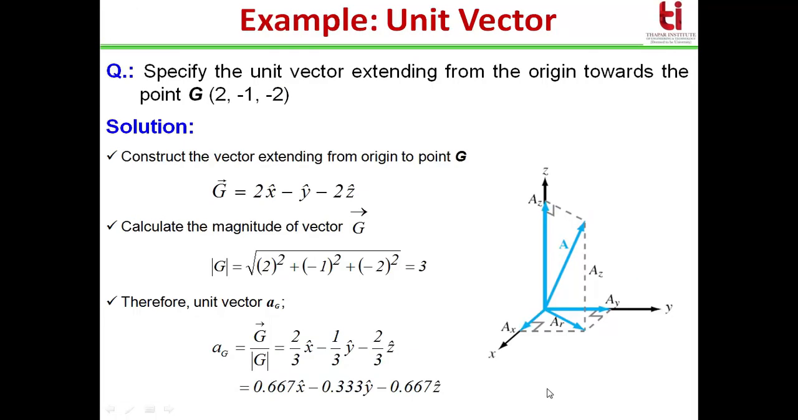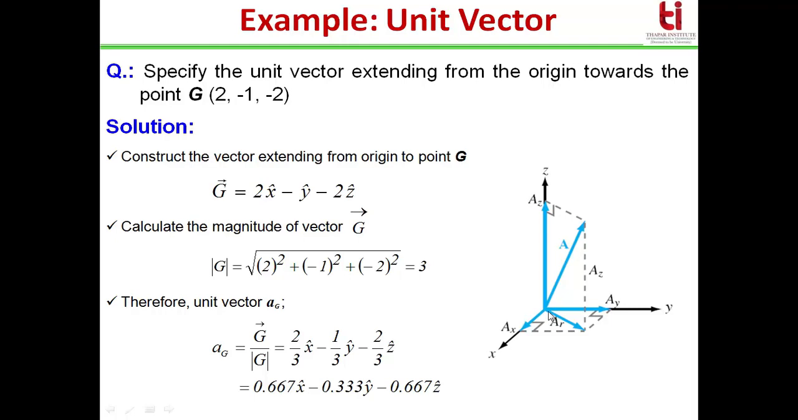Let's take an example of a unit vector where we have to find the unit vector extending from the origin towards the point G. Here the point G is any point in space whose coordinates are 2, -1, -2. This example will give you a brief idea for approaching the uses of unit vector. So what do we have to do now? The first step is to construct the vector extending from the origin to point G. Look at the origin.